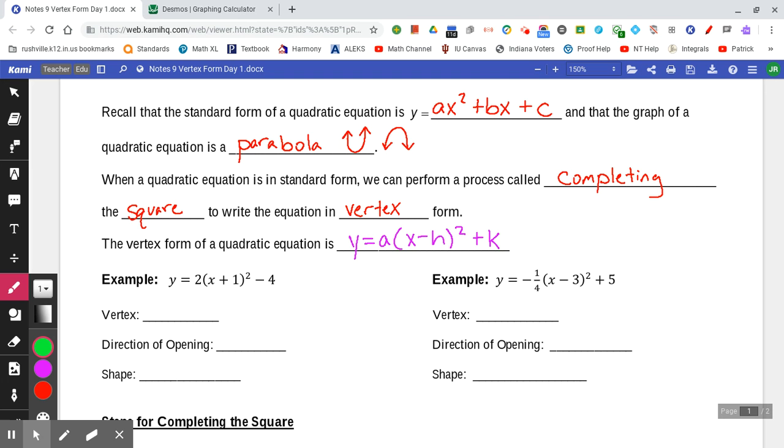But other than that, if you're trying to graph an equation in standard form or trying to get a sketch of the graph, and you don't have a graphing calculator available, then vertex form is actually going to be the better form to use.